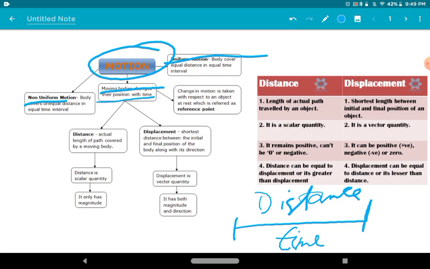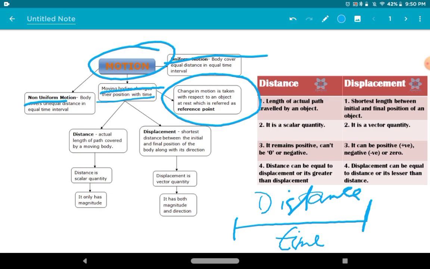नॉन यूनिफॉर्म मोशन, बॉडी travels unequal distance in equal intervals of time. Like एक ही पर्टिकुलर अमाउंट ऑफ टाइम में अनइक्वल मतलब अलग अलग टाइप ऑफ डिस्टेंस जो लेंथ है वो ट्रेवल करती है. And one more definition of motion is that change in motion is taken with respect to an object at rest, which is referred to as a reference point.